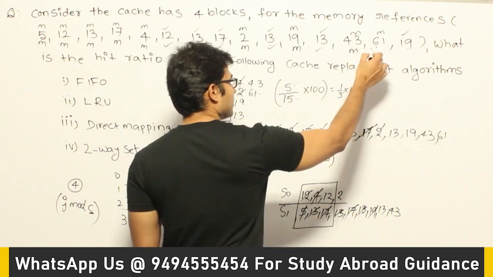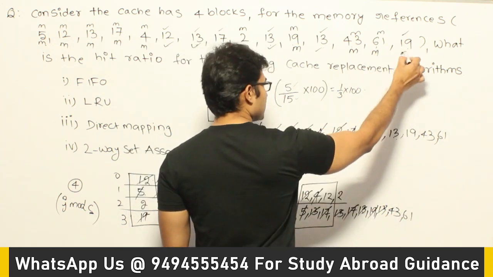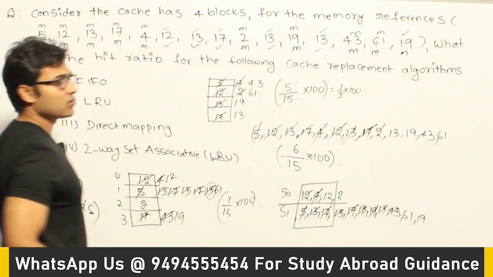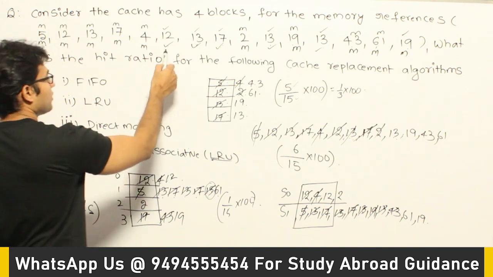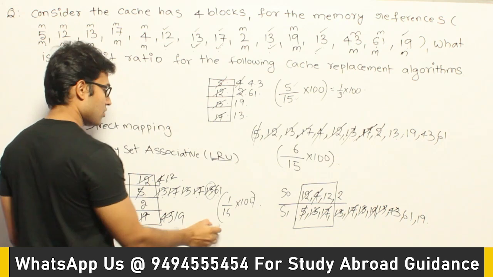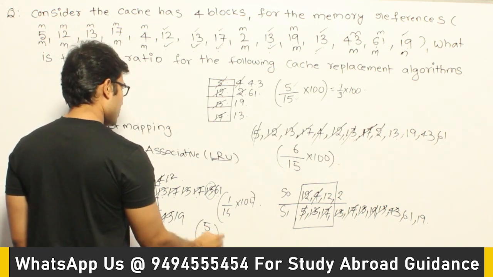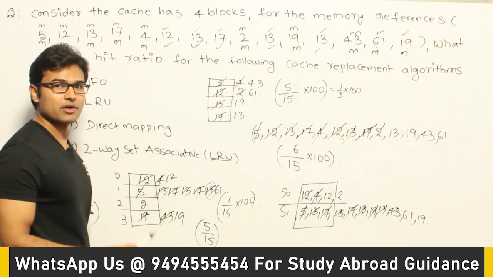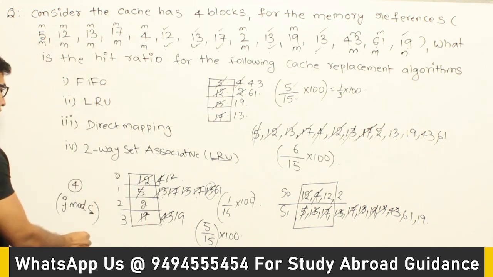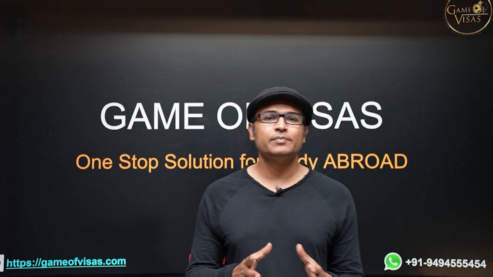And what about 61? It is a miss. 19 is also a miss. Got it? So now here you count how many hits are there out of 15. So 1, 2, 3, 4, 5. So 5 hits were there. Therefore 5 by 15 is the hit rate for this two-way set associative cache with LRU. 5 by 15 into 100. Got it?